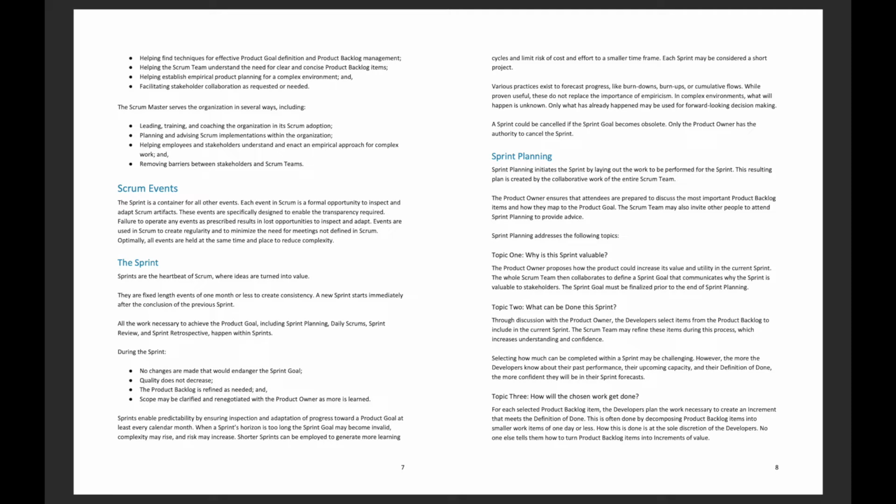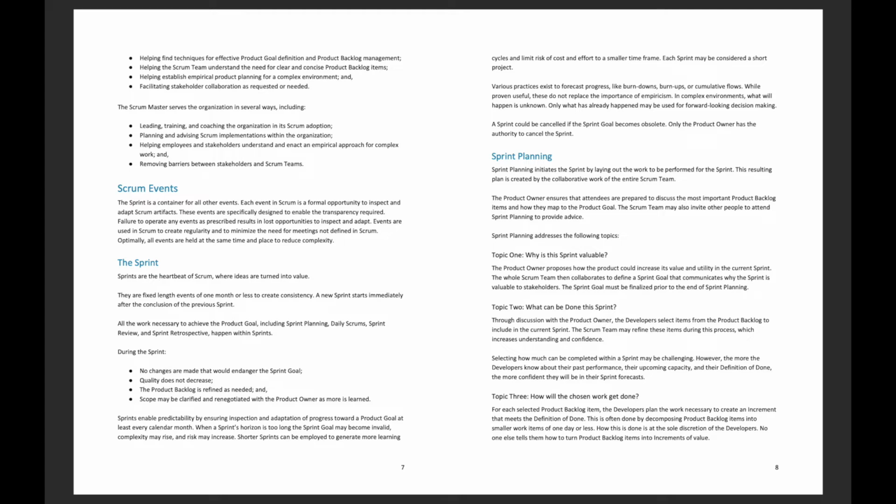Scrum Events. The sprint is a container for all other events. Each event in Scrum is a formal opportunity to inspect and adapt Scrum artifacts. These events are specifically designed to enable the transparency required. Failure to operate any event as prescribed results in lost opportunities to inspect and adapt. Events are used in Scrum to create regularity and to minimize the need for meetings not defined in Scrum. Optimally, all events are held at the same time and place to reduce complexity.